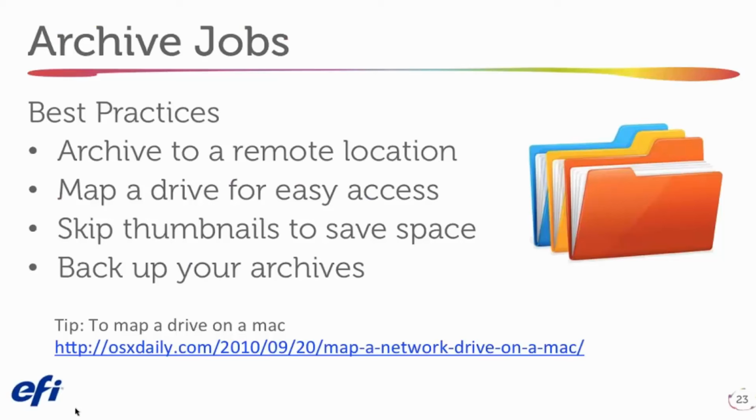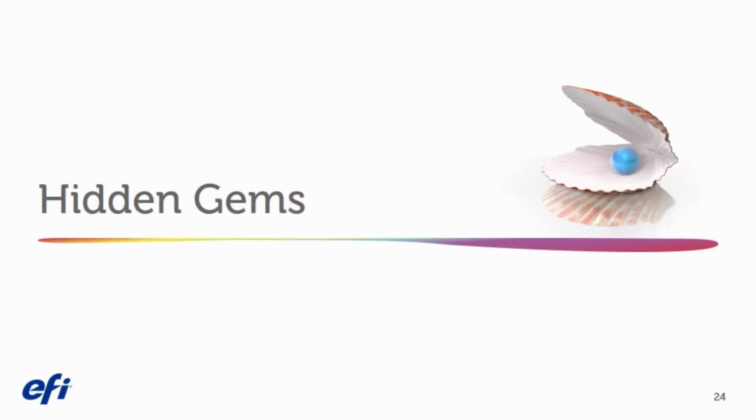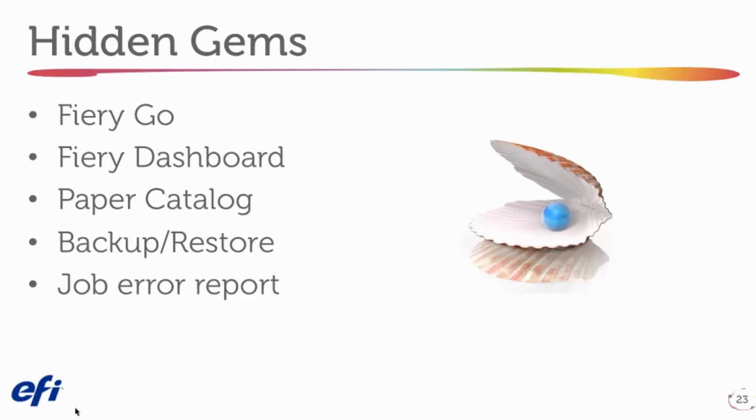Okay. Let's take a look at some hidden gems now. These are some features you may not have seen in Command Workstation. We're going to look at Fiery Go, Fiery Dashboard, some tricks in Paper Catalog, Backup Restore, and the Job Error Report.